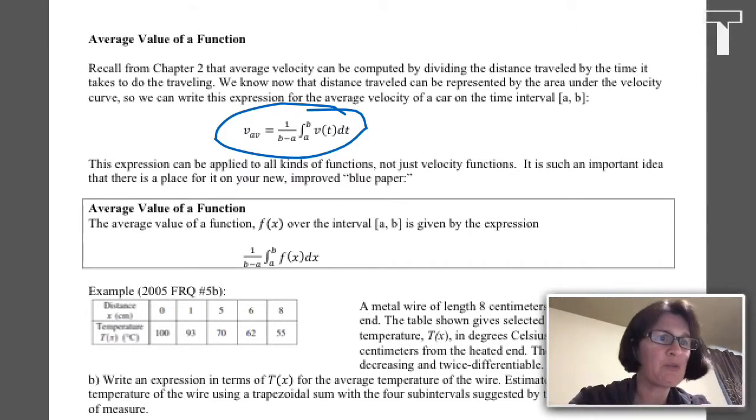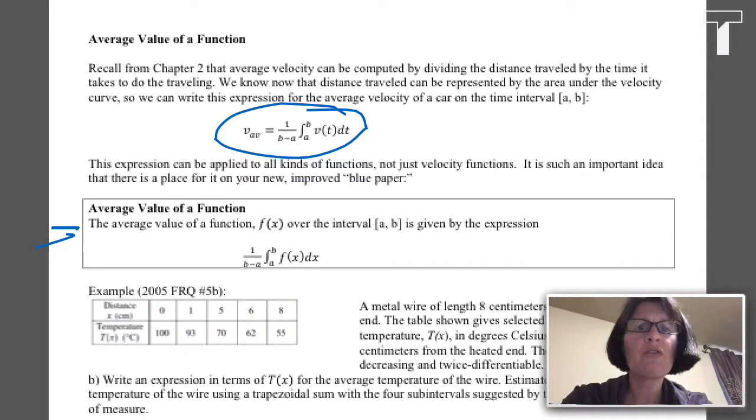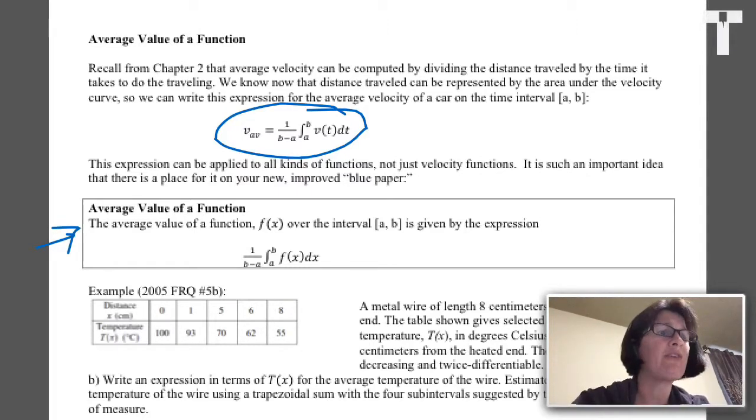And when I get you your next blue paper, there are two new important ideas for semester 2. One of them is adding in this definition to your paper. So, critical definition right here, the average value of a function f of x over the interval a to b is 1 over b minus a times the integral from a to b of f of x dx. I promise you this is going to be on your test in at least 4 or 5 different places. Your actual AP test in May. So it's just something to think about.